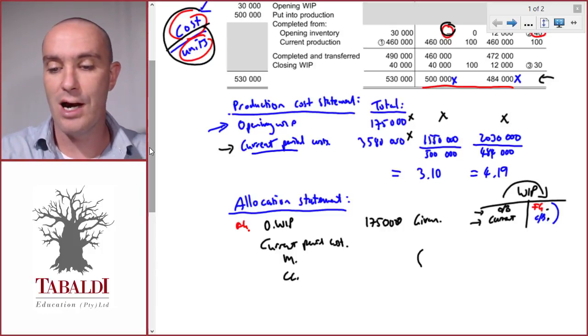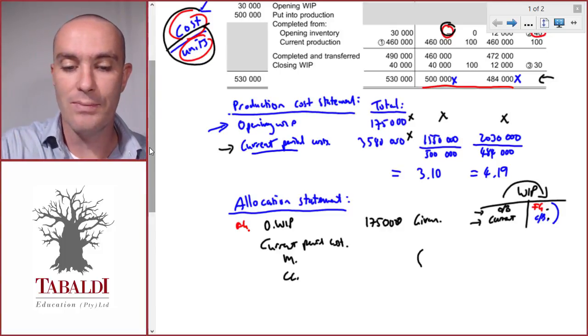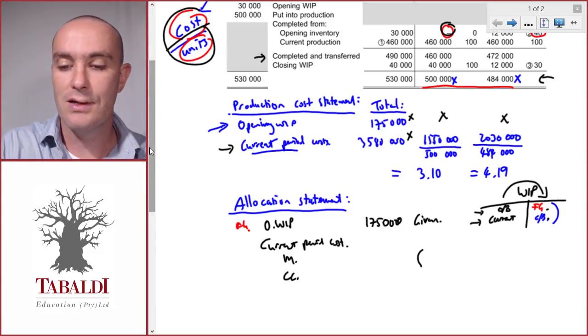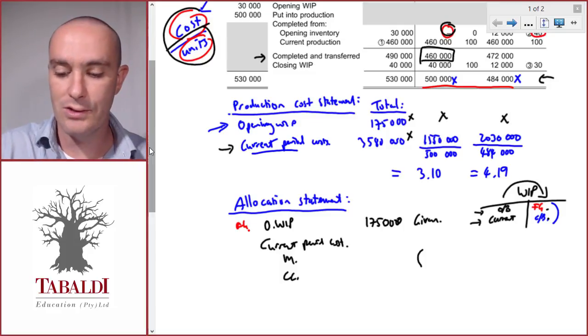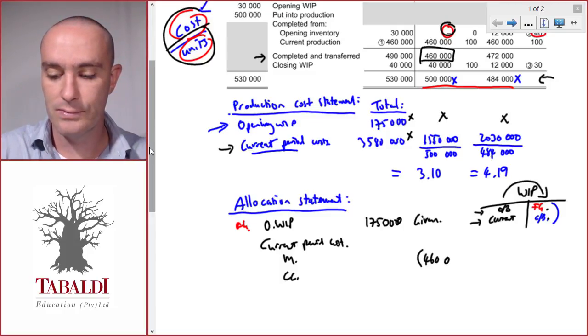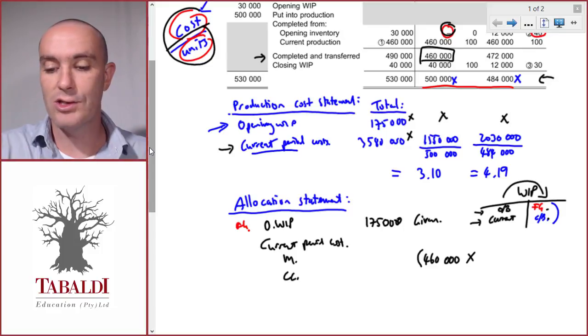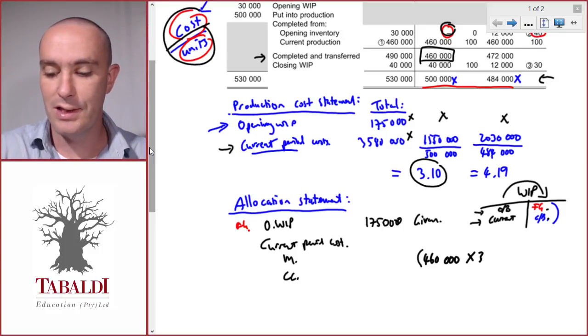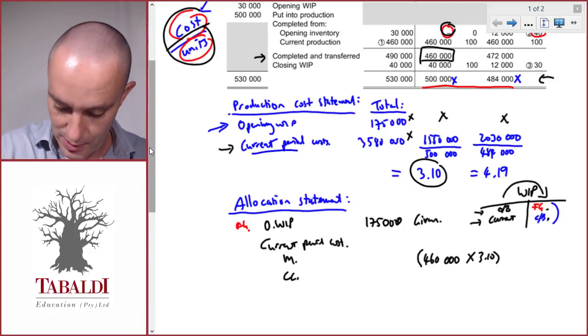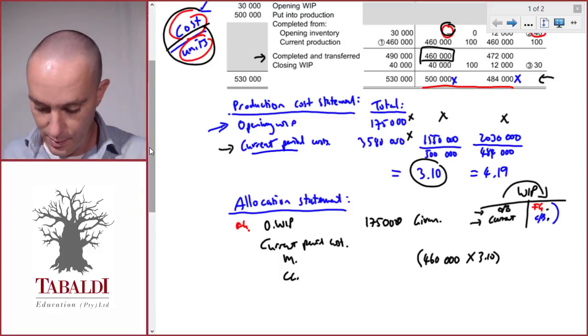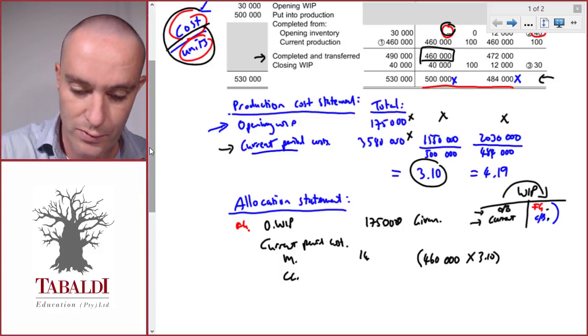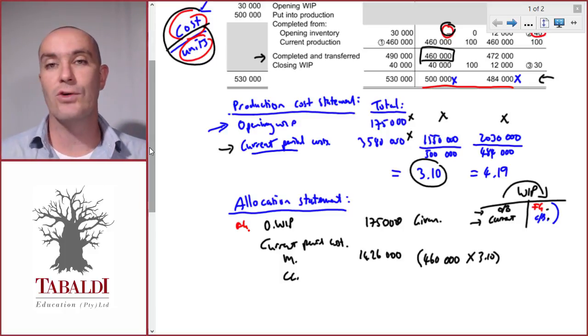So for material, how many units did we complete? So completed and transferred is 460,000 units. And the cost per unit for material is 310. So that equates to 1.426 million. And then we'll do the same for conversion costs.